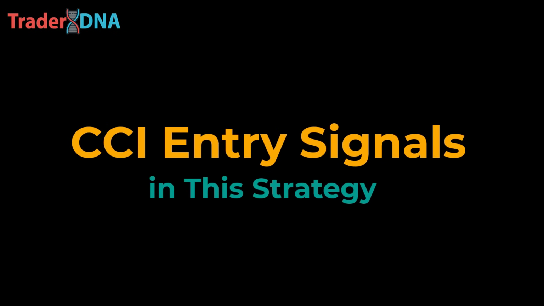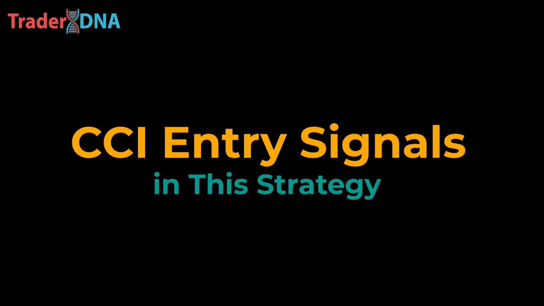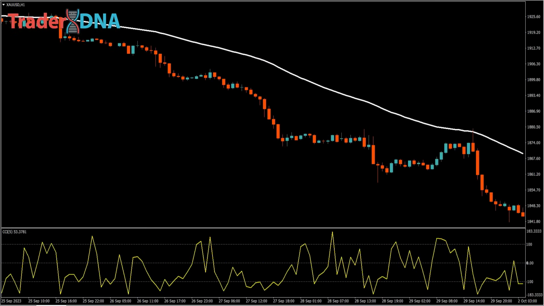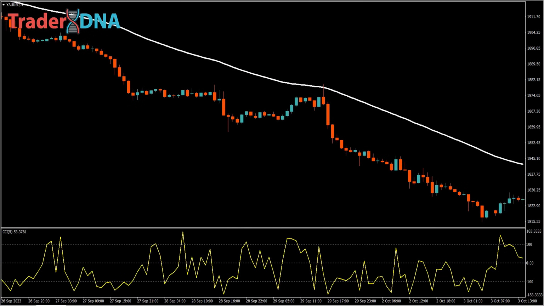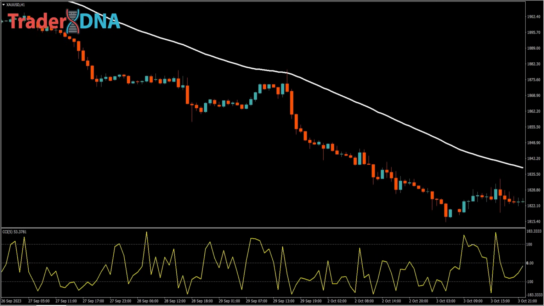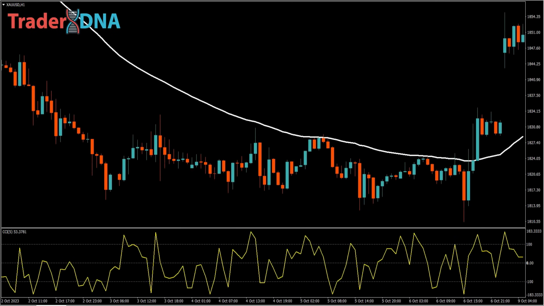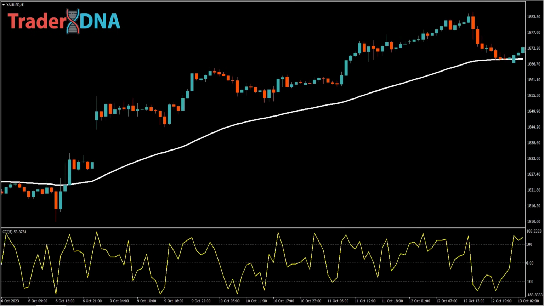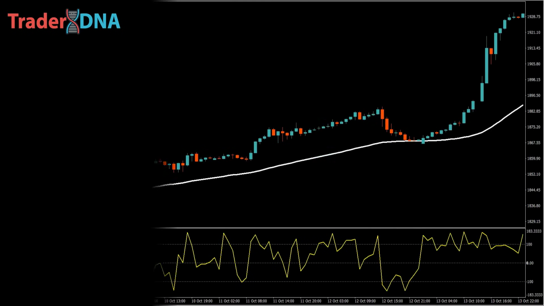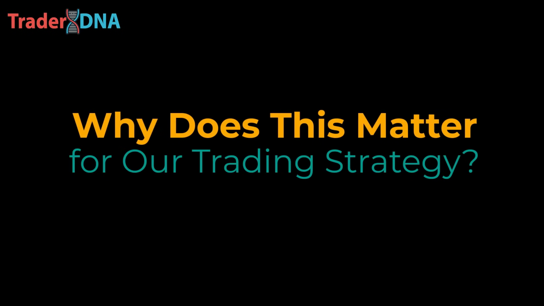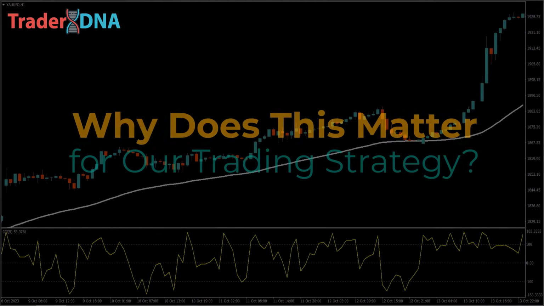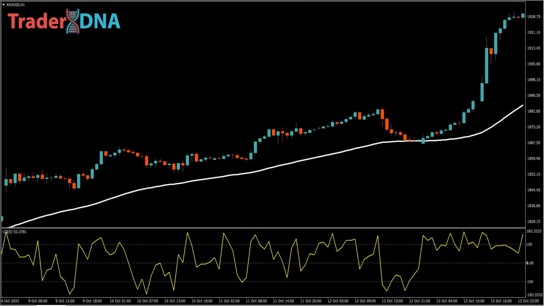Let's dive deeper into CCI entry signals in this strategy. The effectiveness of a CCI entry signal in this strategy depends entirely on where price is positioned when the signal forms. As I explained earlier, if price breaks below the 50-period EMA, it tends to stay below it, indicating strong bearish momentum. On the flip side, if price breaks above the 50-period EMA, it usually remains above it, signaling a bullish trend. Why does this matter for our trading strategy? This behavior is key to identifying markets that aren't just trending, but trending with extreme strength.